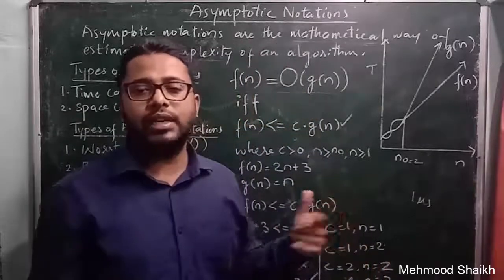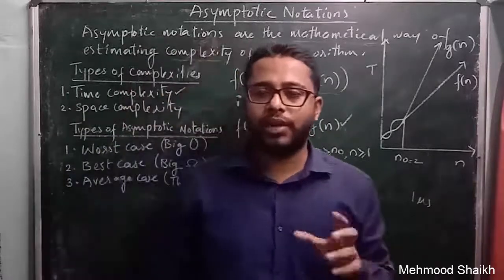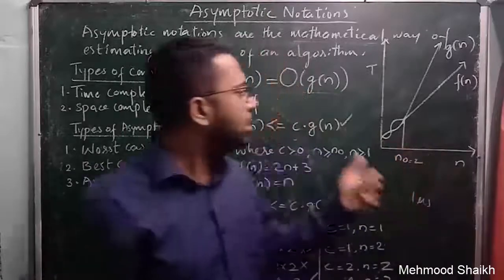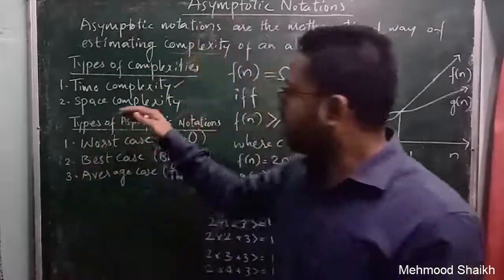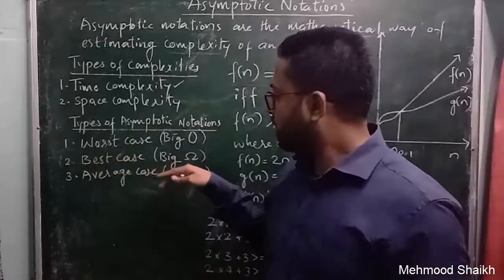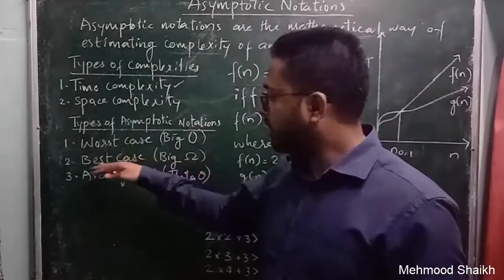So this is how we can estimate the time complexity of an algorithm in the worst case, which is big O notation. Okay, so now students, we will see the second type of asymptotic notation, which is the big omega notation, and we also call it the best case.